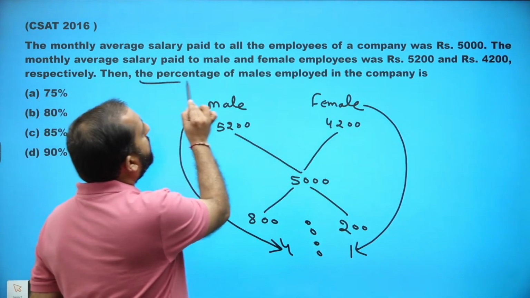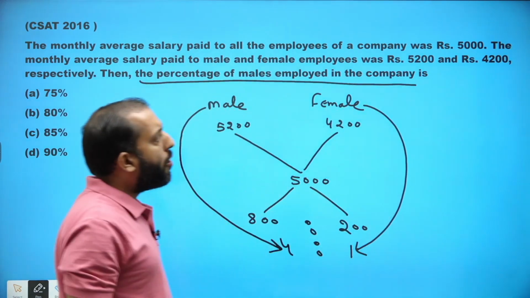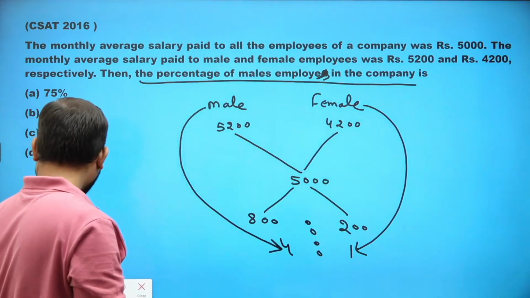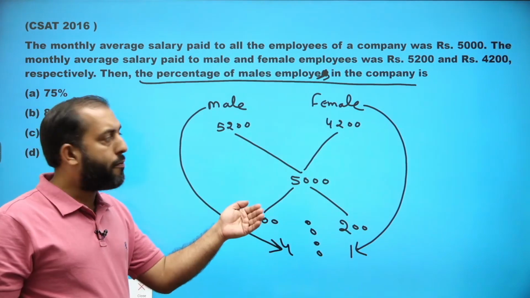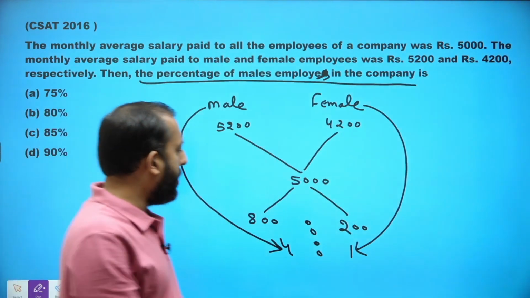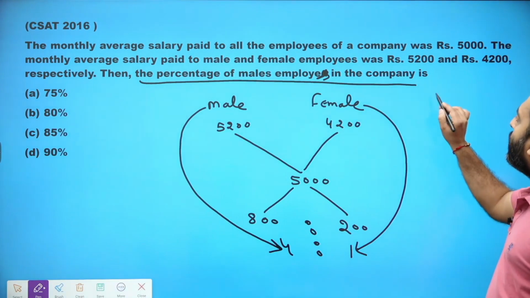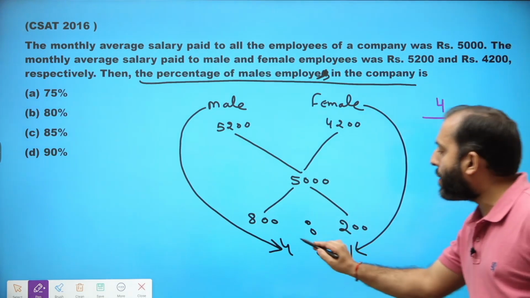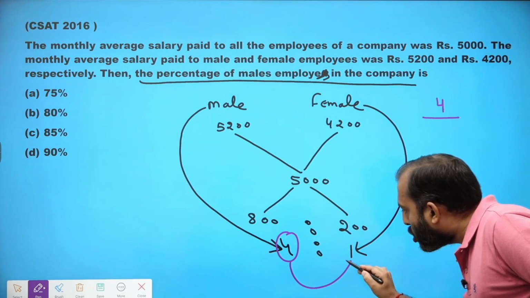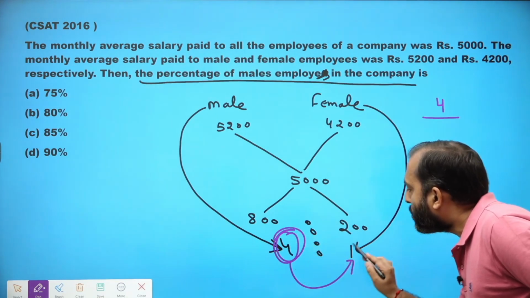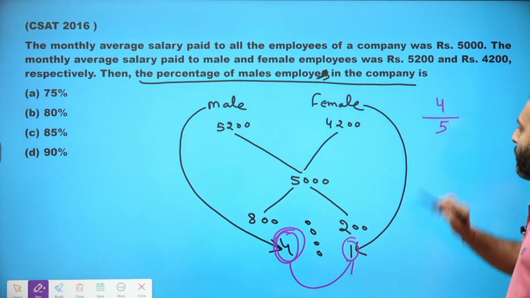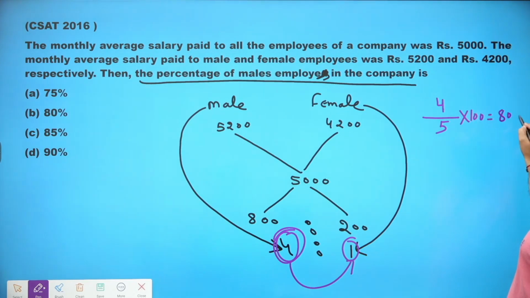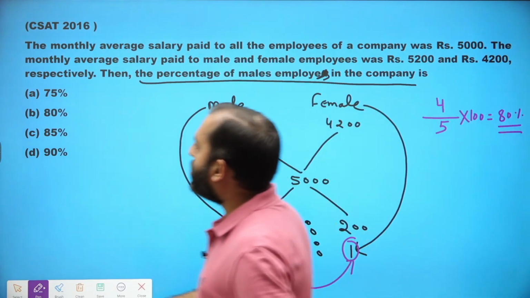What are we looking for? The percentage of male employees in the company. So we know the ratio of male and female employees. So in that company, if 4 males are present, then total employees should be number of males plus number of females, which is 5. So 4 by 5 into 100, which is equal to 80%. Hence the answer of this question is option B.